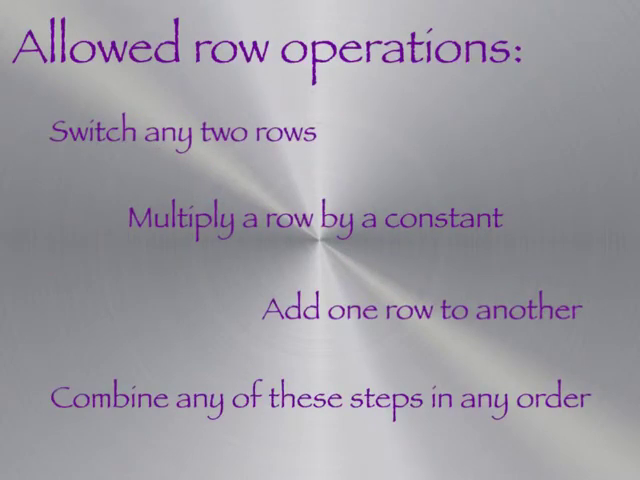Here are some row operations. You can at any time switch any rows. You can multiply one row by a constant. You can add one row to another row. And you can combine any of these steps in any order. So let's take a look and see how we're going to do that.